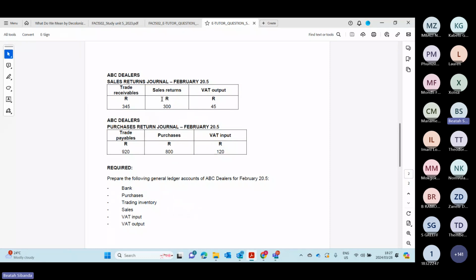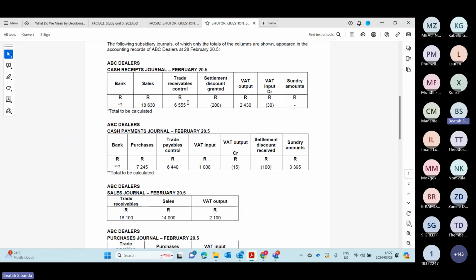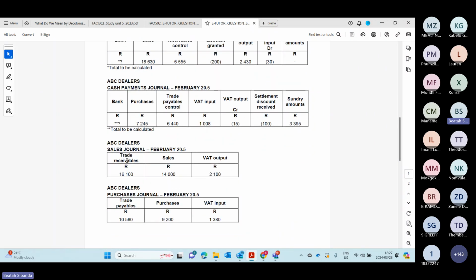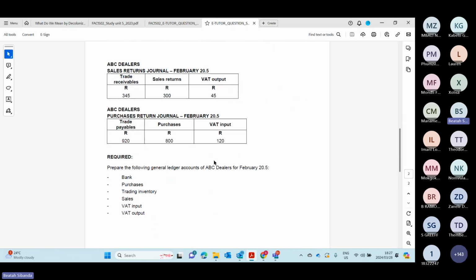And then we have the sales returns journal. We spoke about the sales journal where we record all the sales. And then in the sales returns journal, we record anything that is returned by the customers. So anything that is returned is not recorded in the sales journal, but it is recorded in a separate journal, which is the sales returns journal. So that's why these amounts are not recorded here in the sales journal. That's why the returns are not recorded here, because they are recorded in a separate journal that is called the sales returns journal.